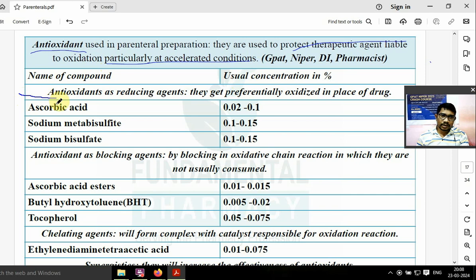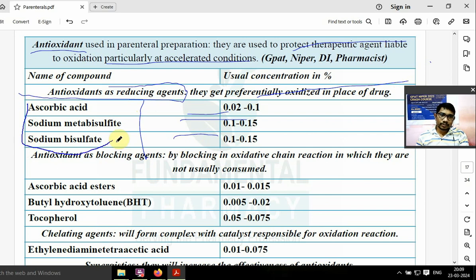Antioxidant they may act as a reducing agent. Reducing agent मतलब antioxidant acting as a reducing agent मतलब क्या? So instead of your drug they will get oxidized. They are preferentially oxidized in place of your drug. तो वो क्या है? तीन है. कौन से? Ascorbic acid 0.02 to 1%. Sodium metabisulfite 0.01 to 0.15. सोडियम बाइसल्फेट 0.1 to 0.15%. तो ये क्या है? एंटीऑक्सीडेंट्स और रिड्यूसिंग एजेंट.